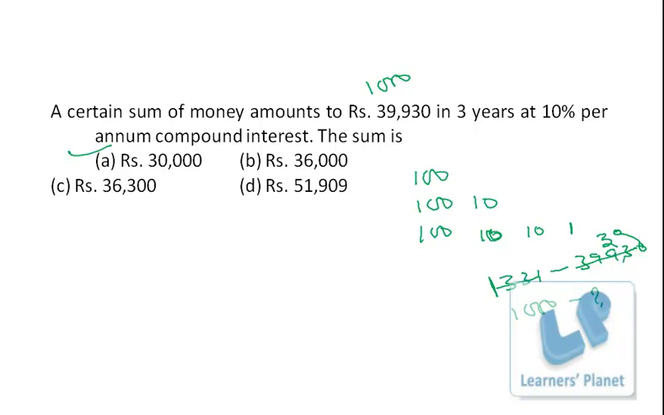So if you are comfortable in making this pyramid, then the problem becomes very simple. You may be asked, what is the difference between compound interest and simple interest if the amount is 30,000 after 3 years. So the same way you have to go.